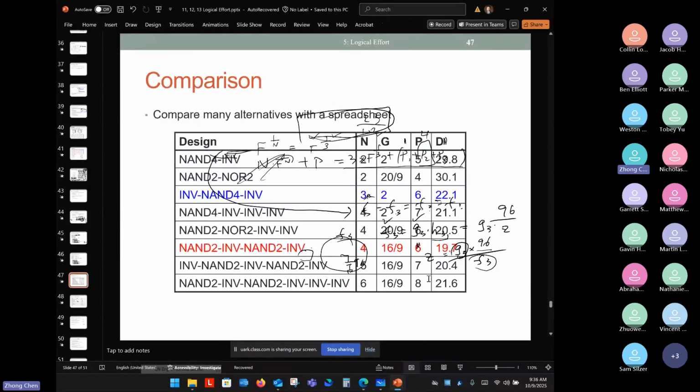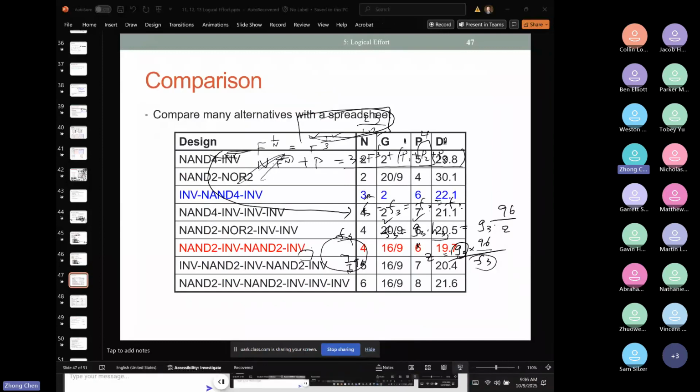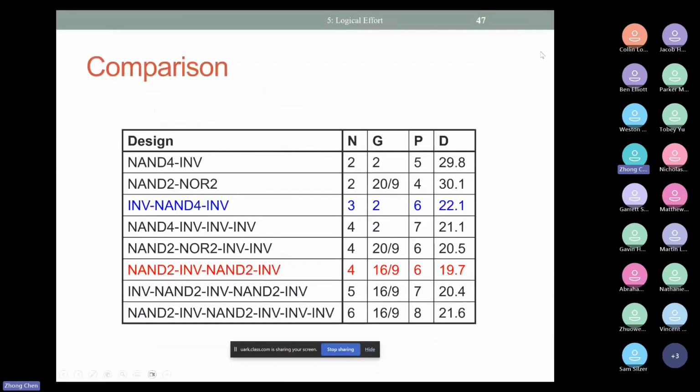Okay, so apologize, this is too complicated. Let me see if the full screen. Yeah, we'll just get rid of it.